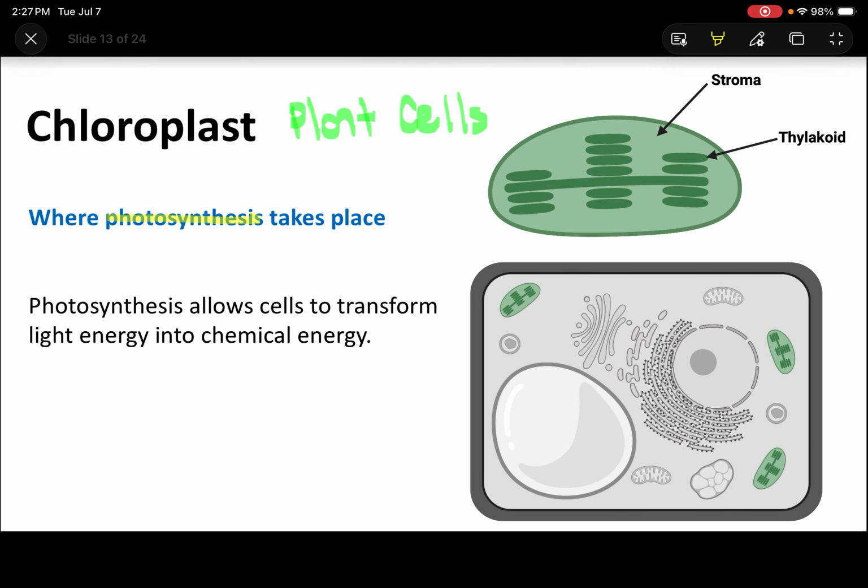So plants are able to take energy from the sun, so light energy, and turn it into carbohydrates like glucose. And then we eat those plants and we get that energy. So chloroplasts are another energy producer. They just do it through a process called photosynthesis. And not all types of cells are going to have chloroplasts.